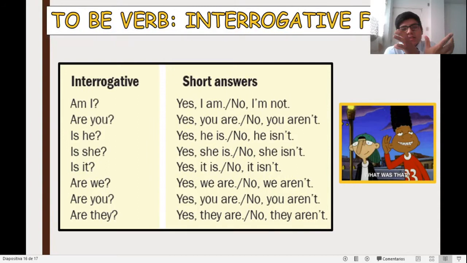Now you have short answers, okay? Short answers are a way to answer using just the exact words, fewer words than a complete sentence. Short answer, respuestas cortas. Now you have affirmative and then you have negative form.